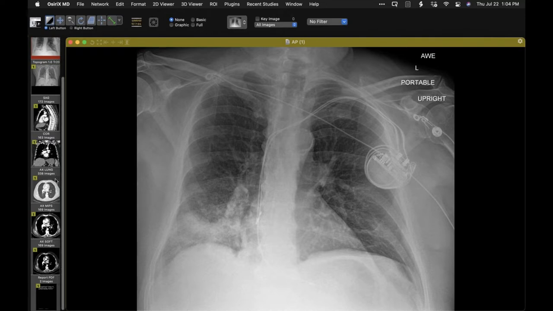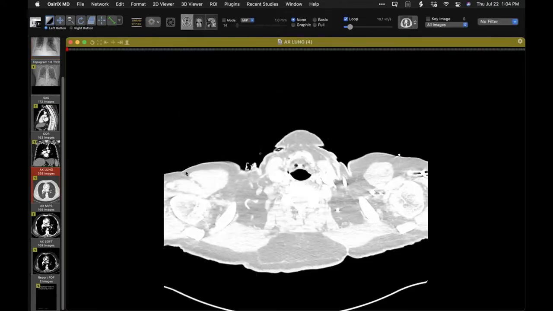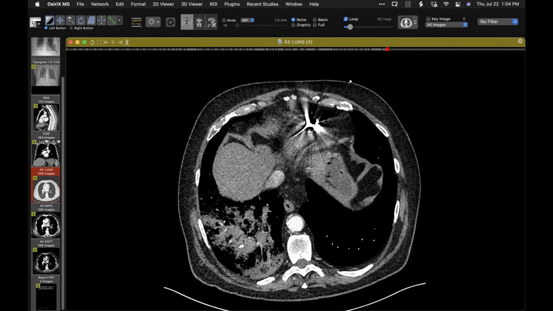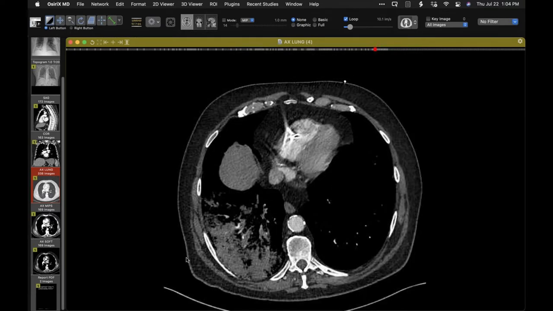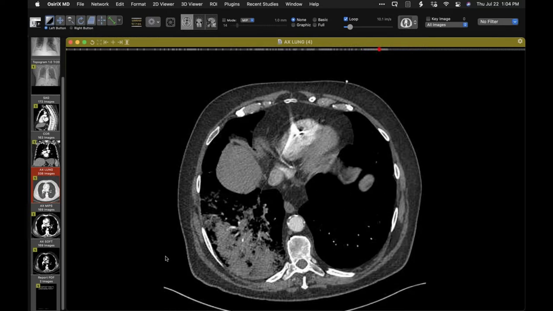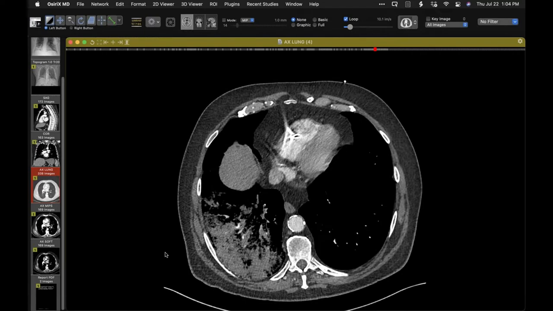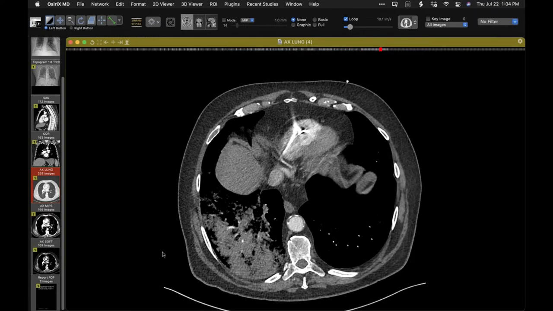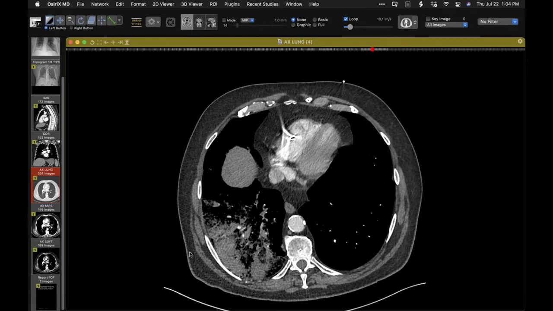I'm trying to find, here we go, these thin cuts. When I scroll down here, you can see the extent of the opacities that are accumulating in his right lower lung. And notice that when you compare the attenuation of the opacities with, say, muscle, that it is high, just visually, consistent with substantial acute hemorrhage.